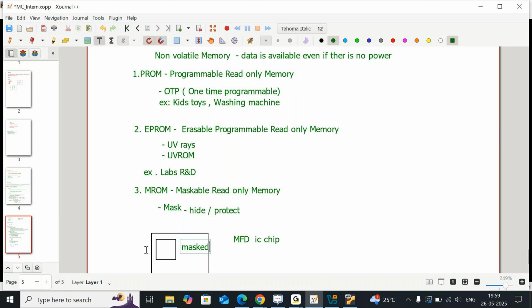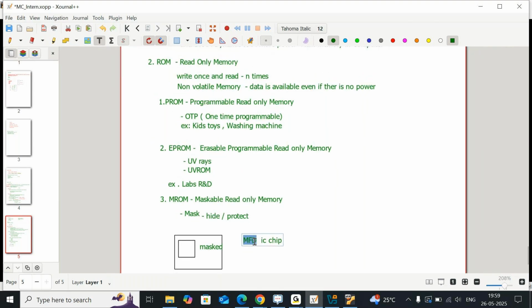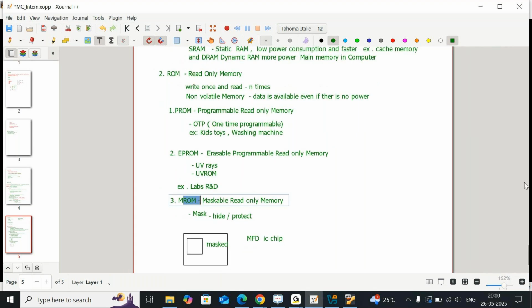So some information is written over here only once, but cannot be rewritten again and again. So some bytes of memory are masked, and that is called maskable read-only memory. For example, manufacturing details and IC details can be hidden or covered. Anyone can read it, but they cannot modify. So these are the different categories of ROM: PROM, EPROM, MROM. Any questions?